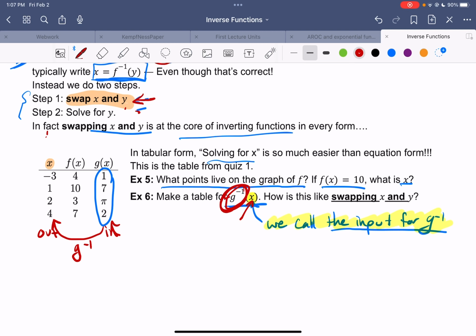For G inverse, these headers are wrong. This column doesn't even matter. For G inverse, this is y and this is x, and y is G inverse of x. The name x is context specific, and that can make math very confusing.